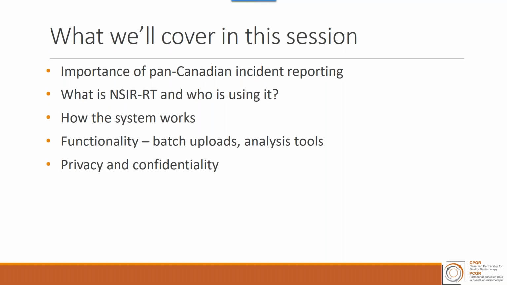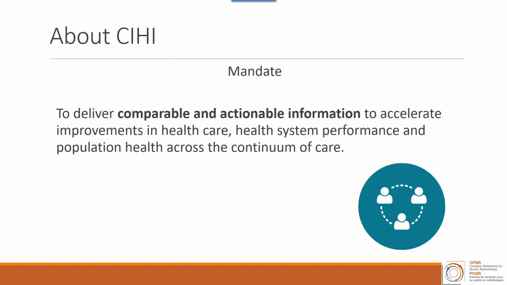First of all, the importance for a pan-Canadian incident reporting system, what is ENSER-RT and who is using it, how the system works, functionality, including some discussion around batch uploads and the analytical tools. And finally, we'll talk a bit about privacy and confidentiality. And then the last piece will be a bit of a demonstration about how to enter records if you're using the online incident capture tool, and then also how to use the analytical tools. So we'll jump right in.